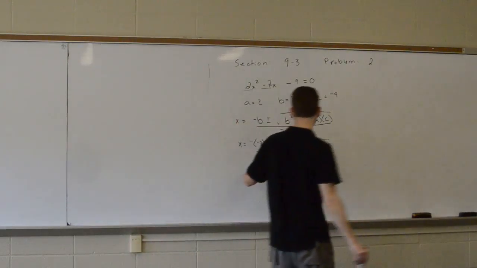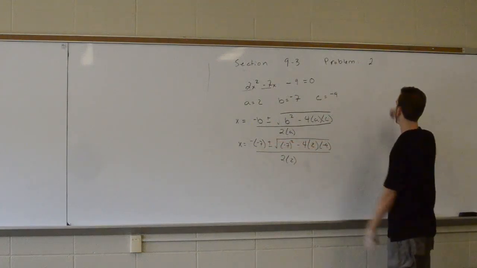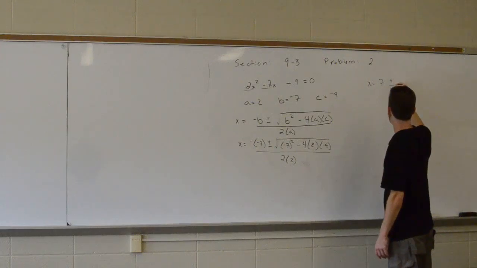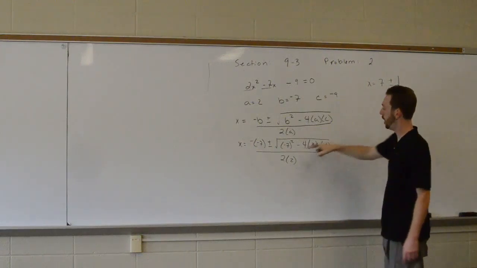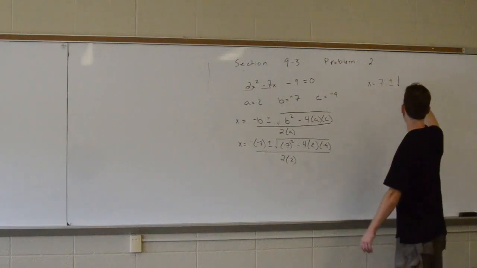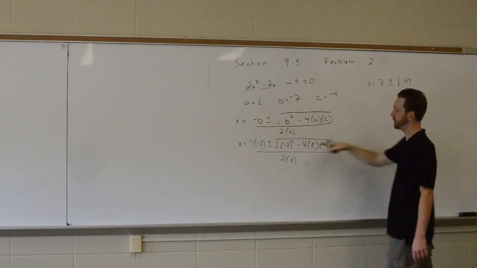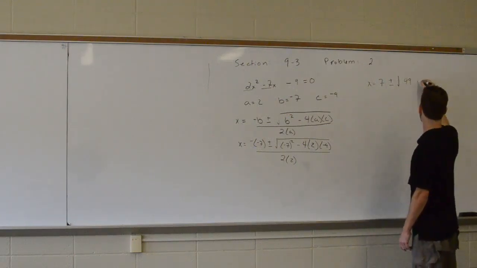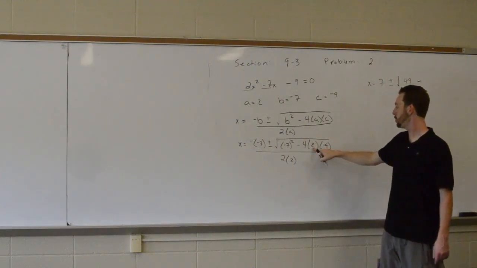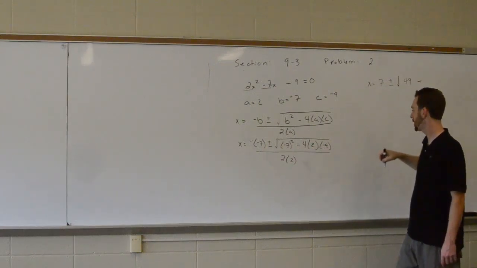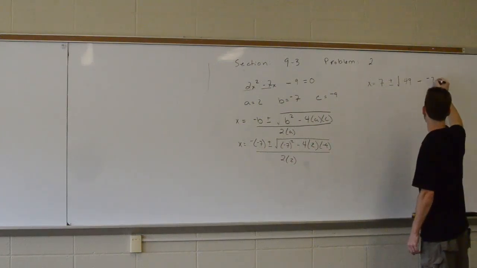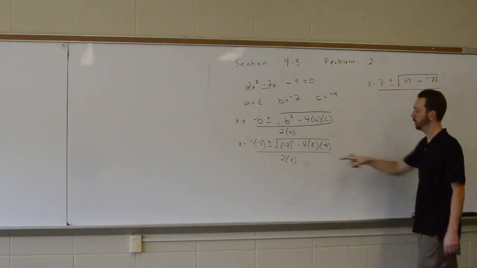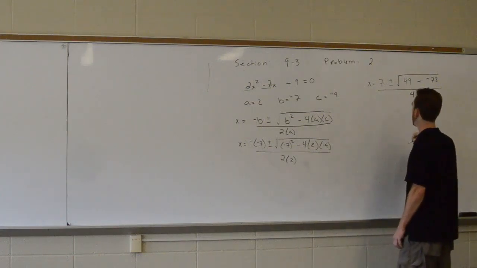Just simplify. So we get x equals negative 7. That's 2 negatives in a row. That gives us positive 7, plus or minus the square root of negative 7 squared is positive 49. Remember, this is negative 7 times negative 7, which becomes positive. Minus 4 times 2, which is 8, times minus 9 is a minus 72. All over 2 times 2, which is 4.